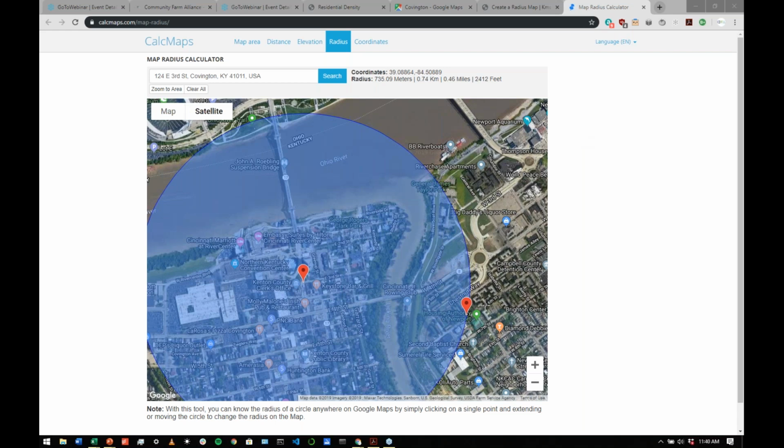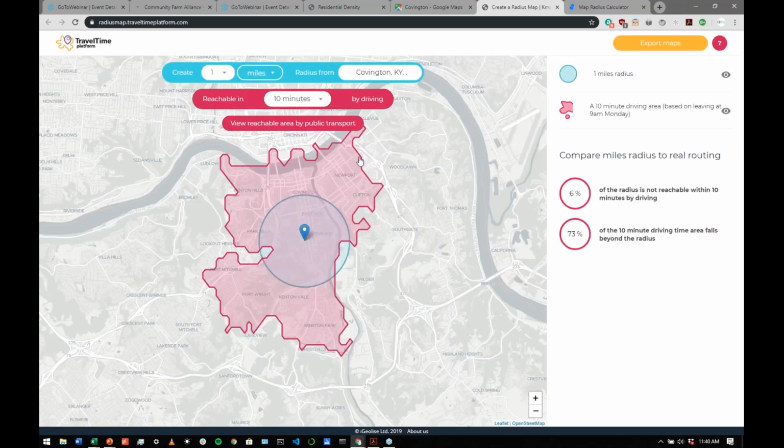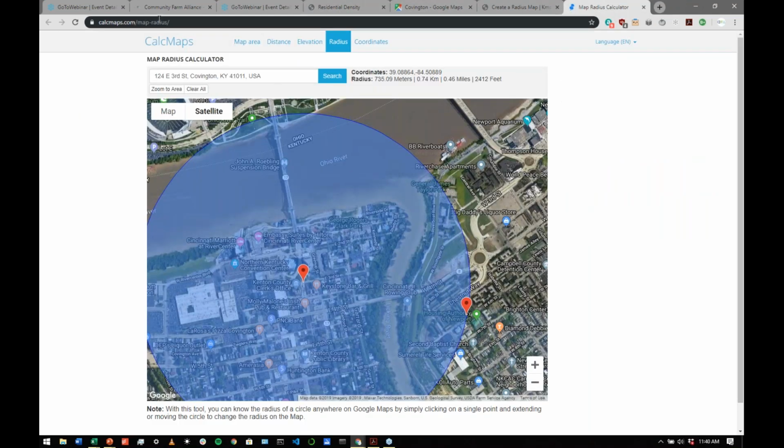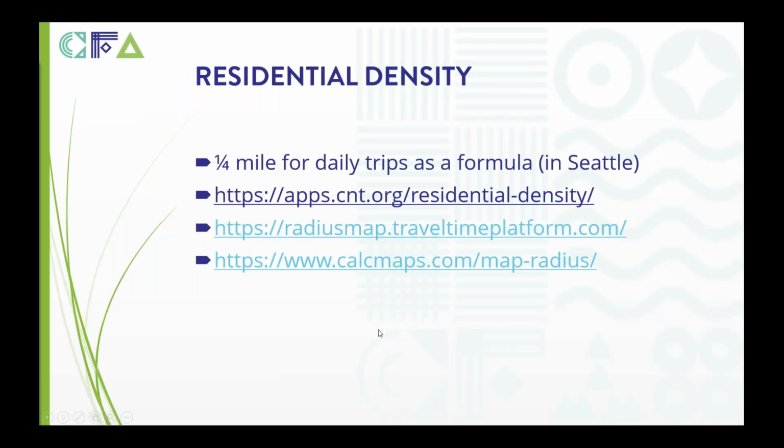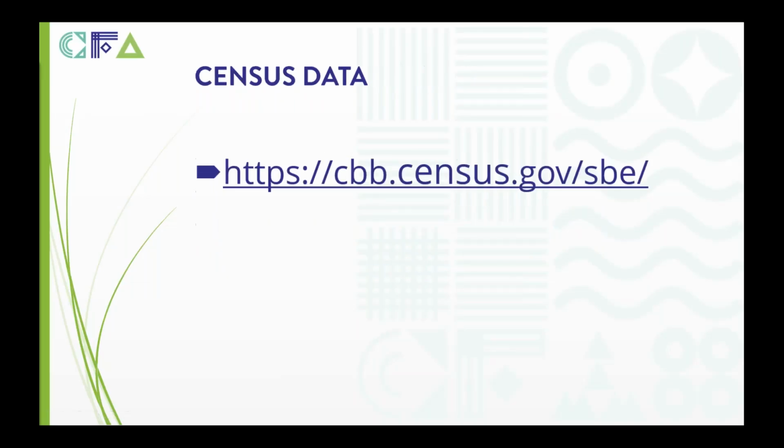Okay, cool. Megan confirms that the map with the red is reasonable, so this is reasonable to 10 minutes. That's another great tool. We're going to keep moving because we still have a lot to go over.